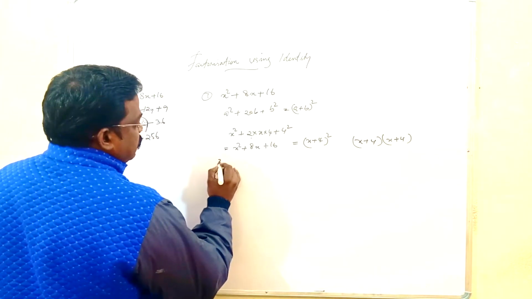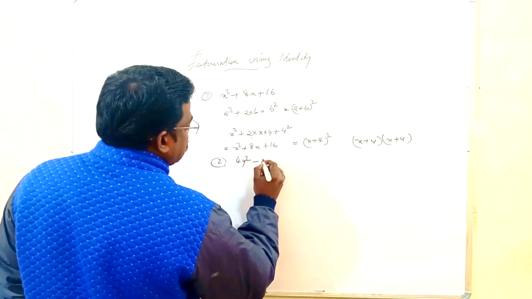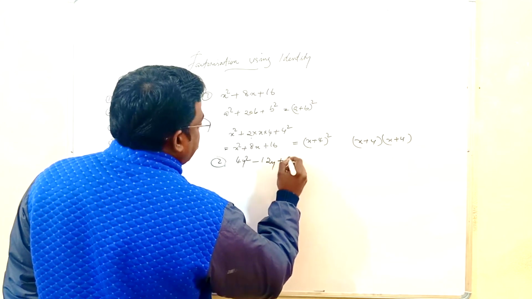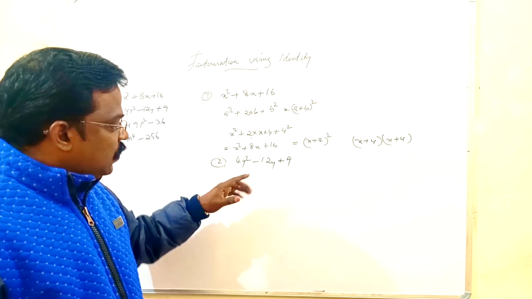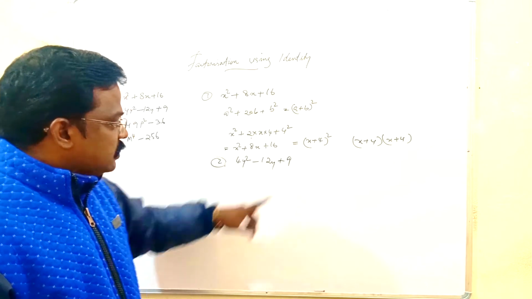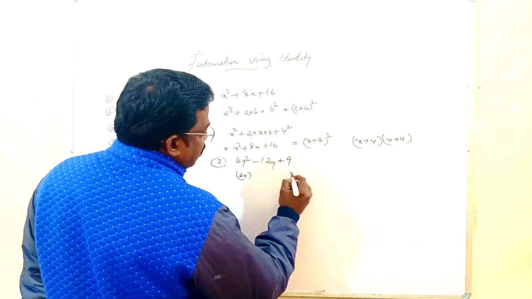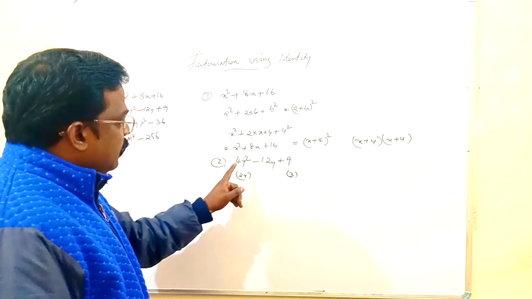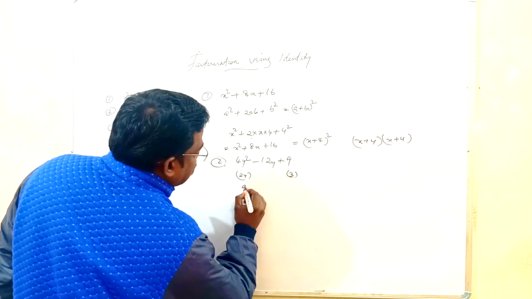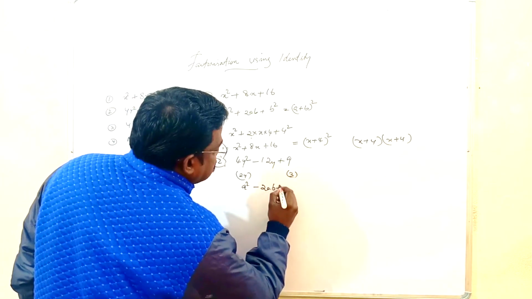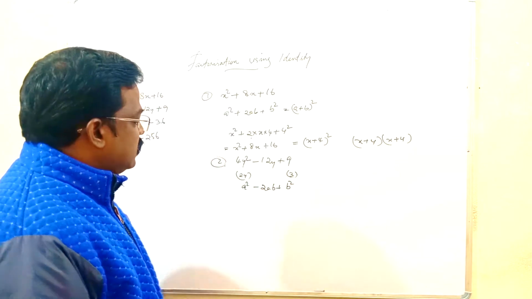Then see the second question. 4y square minus 12y plus 9. So here also we can see that the first term 4y square, that means (2y) square. Here 3 square. So here a will be 2y and b will be 3. Okay, so minus, so a square minus 2ab plus b square. So here a is 2y and b is 3. Just check that.